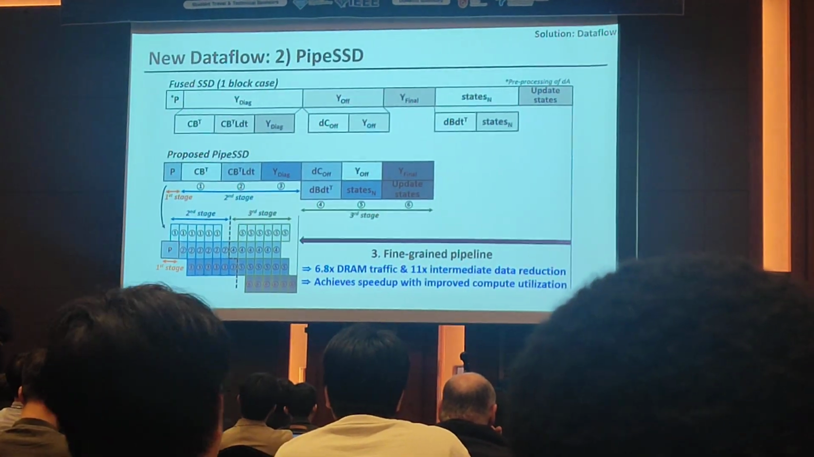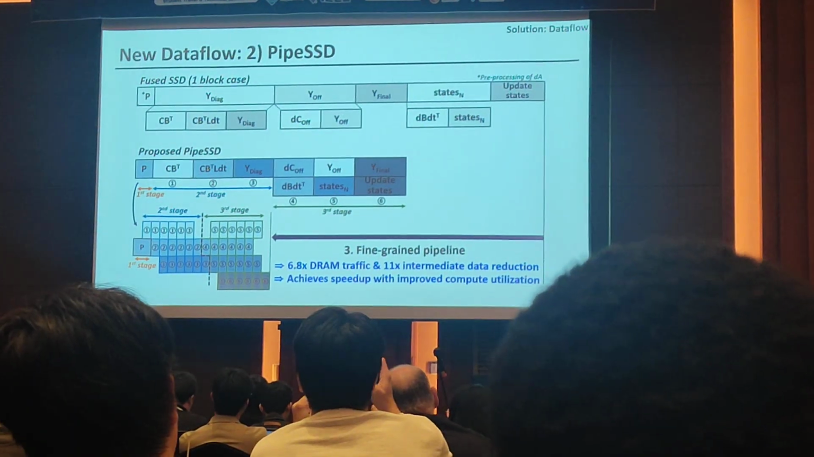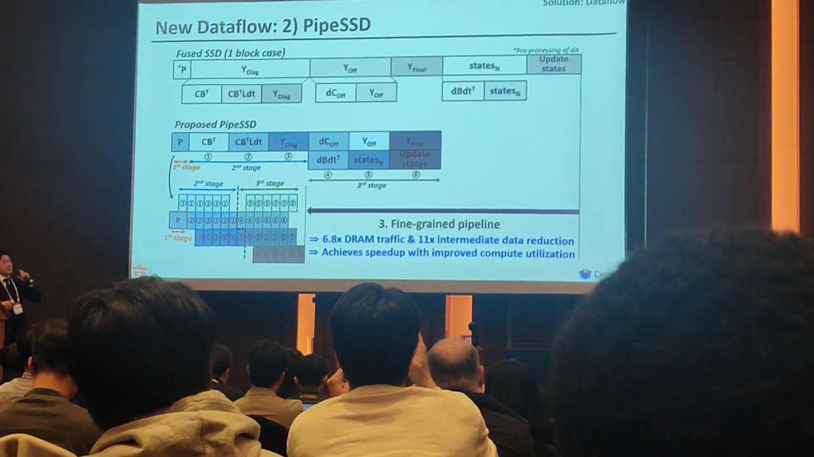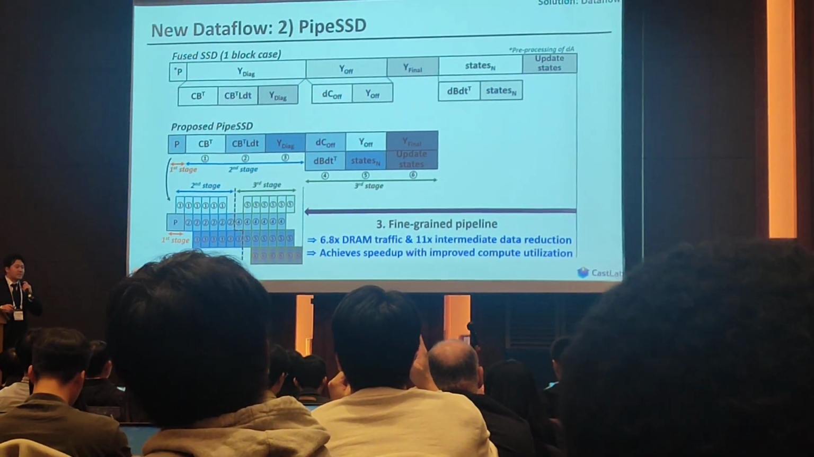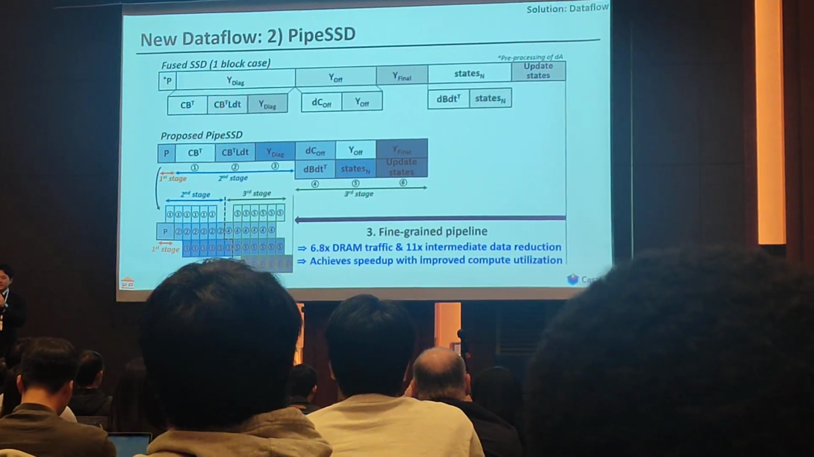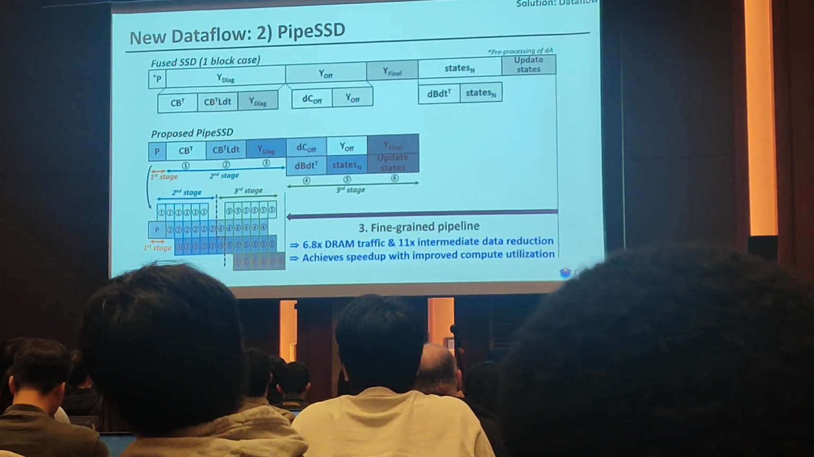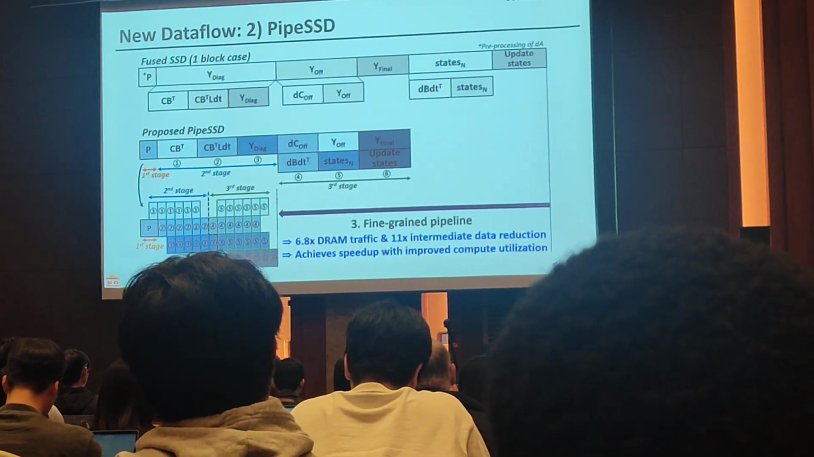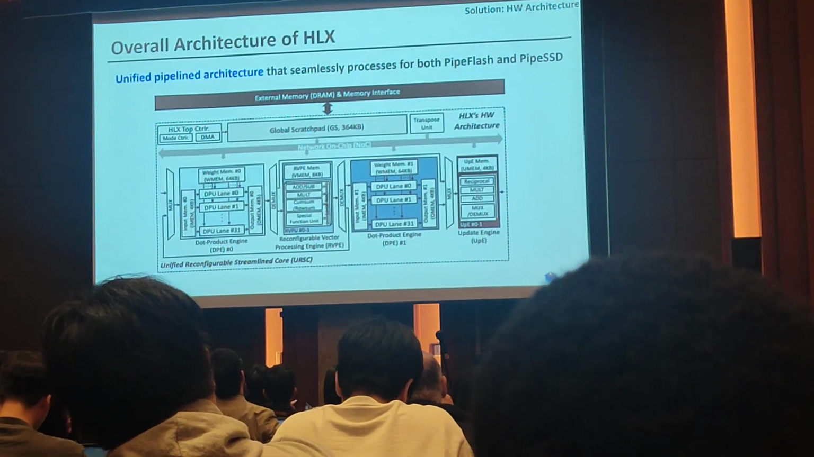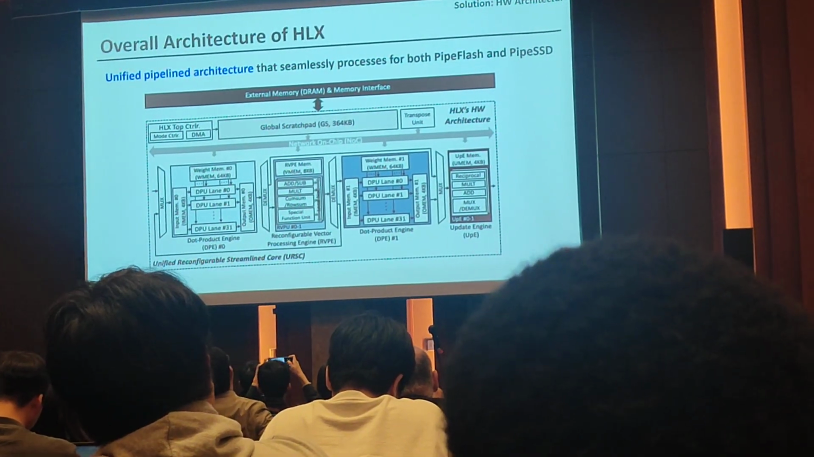Third, we apply fine-grained pipeline to these three pipeline stages. This reduces DRAM access by 6.8 times and intermediate data by 11 times, leading to significant speedup and utilization gains. Now let's look at the hardware side.